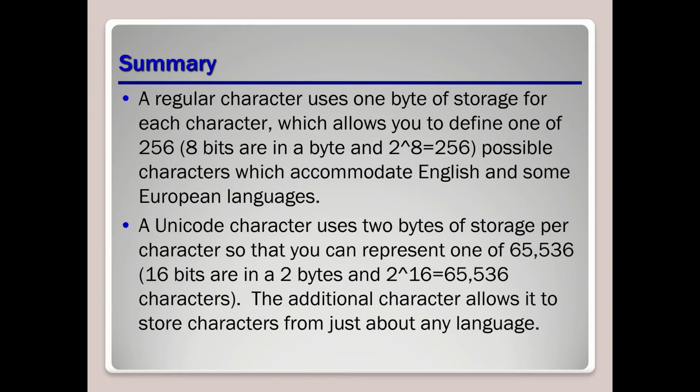And here, a regular character uses 1 byte of storage for each character, which allows you to define one of the 256 values: 8 bits in the byte, and 2 to the power of 8 equals 256 possible characters, which accommodate English and some European languages. A Unicode character uses 2 bytes of storage per character so that you can represent one of the 65,536 characters: 16 bits is 2 bytes, and 2 to the power of 16 is 65,536. The additional characters allow it to store characters from just about any language. Usually when I say that, I'm just rounding it off, but make sure you use the precise number.